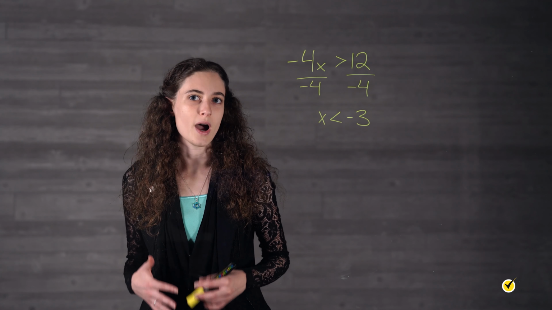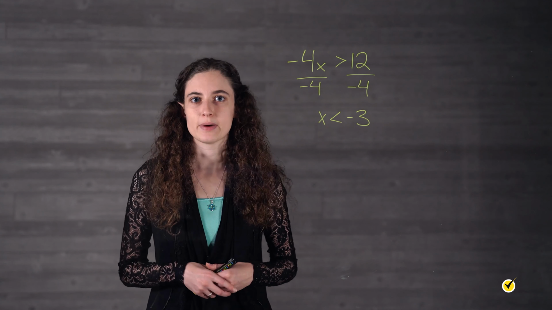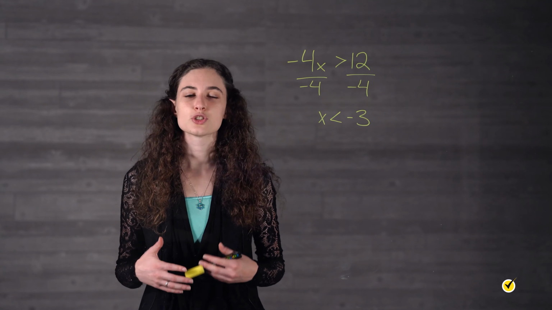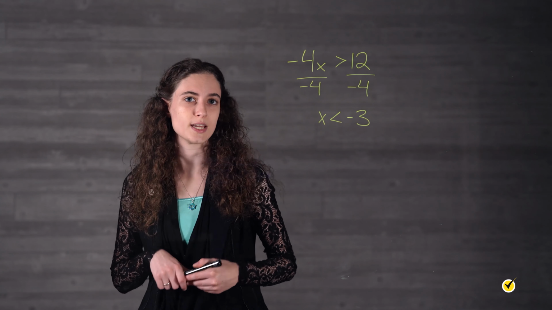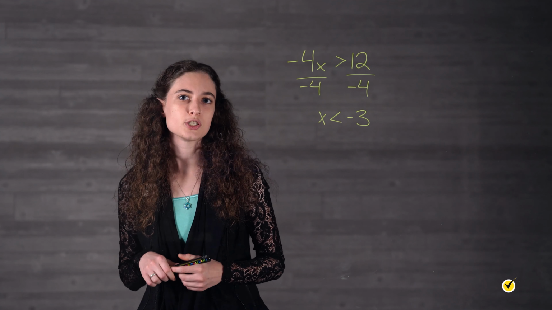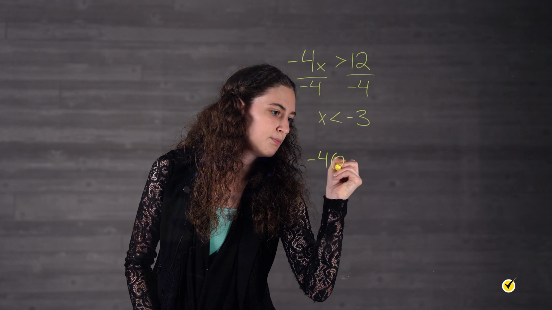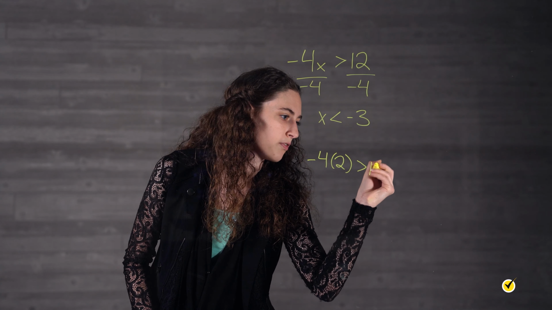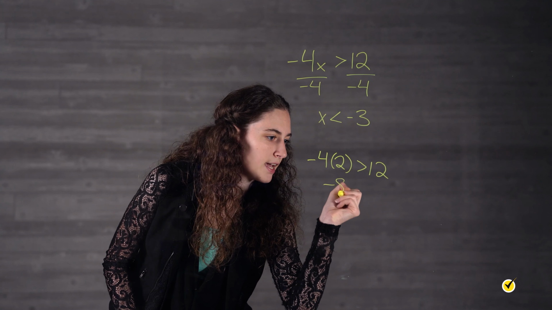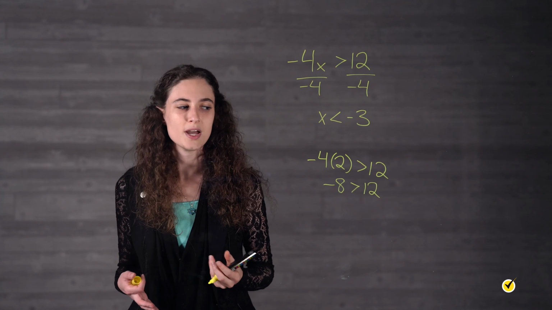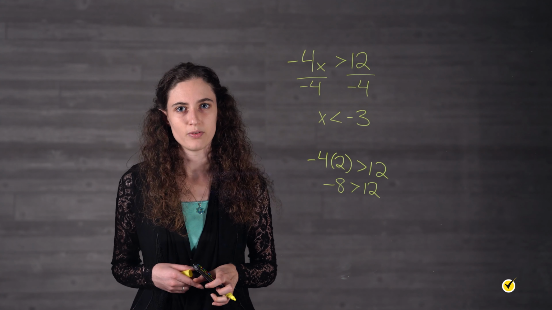Let's take a second to look at why this happens. What if I didn't flip my sign? I would have x > -3. So let's try plugging in 2, since 2 is greater than -3. If we plug in 2 for x, we get -4 times 2 > 12, which is -8 > 12. But we know that this isn't true. -8 is not greater than 12.